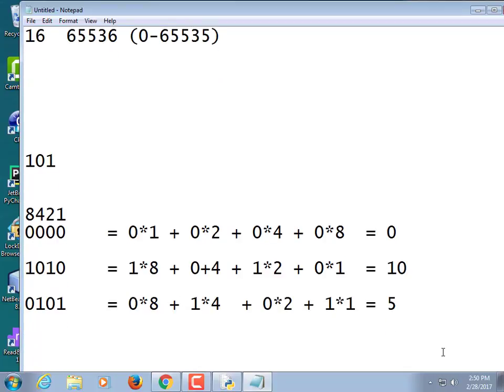After a while, you get used to eyeballing this, and if you had 1 0 1 1, you could say, well, I do have an 8. Do I have any 4s? No, I don't have any 4s. Do I have any 2s? Yes, I have a 2. I have a 1, so that's equal to an 11.